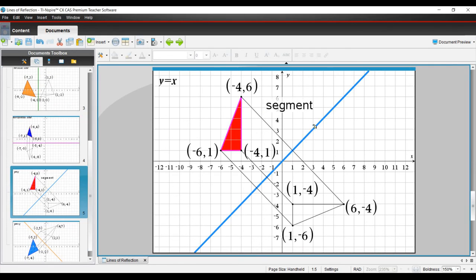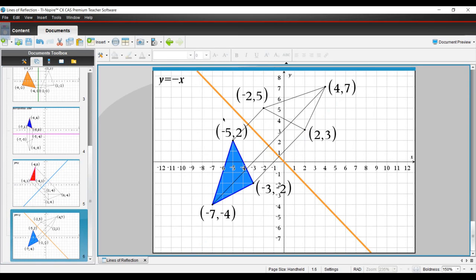Over the line y equals x, we just switch the order. The x becomes the y, and the y becomes the x. And finally, over the line y equals negative x, we switch the order and we make both of them their opposite.